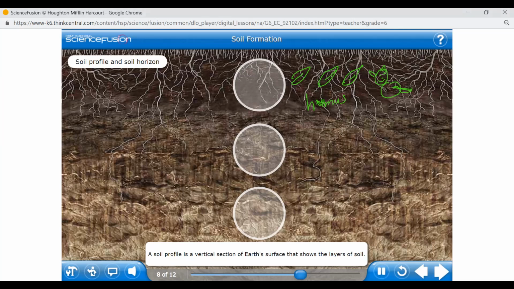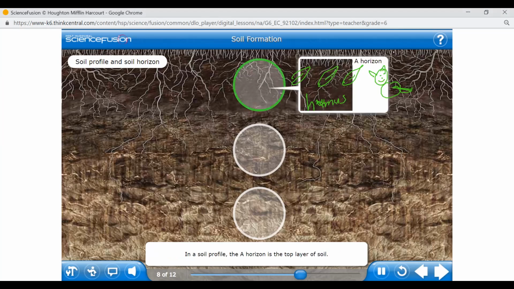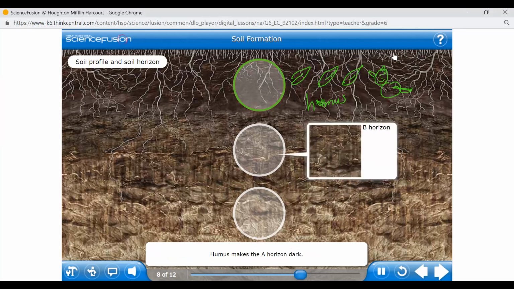In a section of Earth's surface that shows in a soil profile, the A horizon is the top layer of soil. This layer contains the most humus. Humus is dark organic matter in soil that is formed from the decayed remains of plants and animals. Humus makes the A horizon dark.